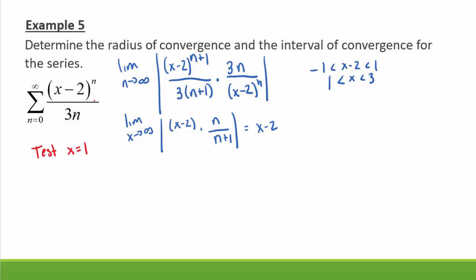So again, remember when I'm testing the endpoints, I'm plugging this 1 back in for x and trying to come to some conclusion in my series. So when I plug in 1, I get (1 minus 2) to the n over 3n.